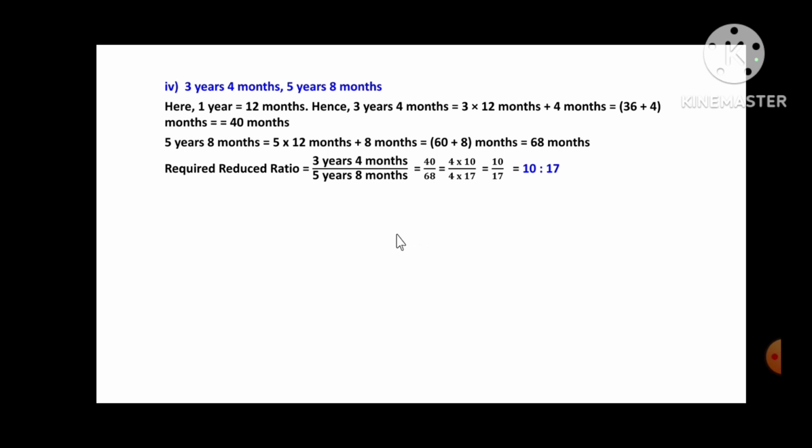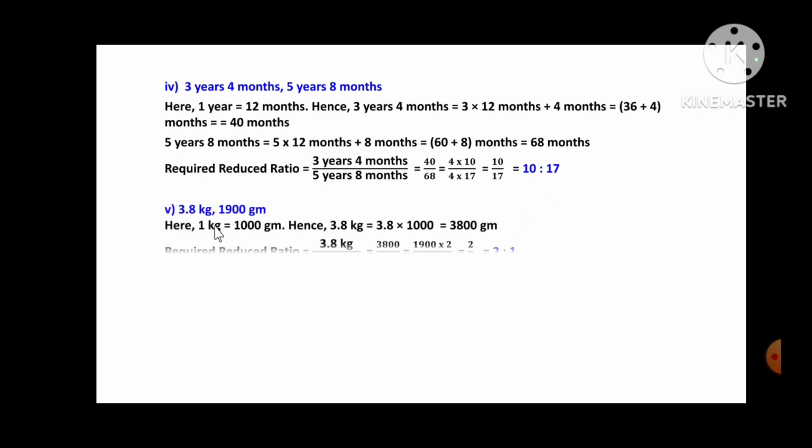the reduced form. Number 5, 3.8 kg and 1900 gram. Friends, we know that 1 kg is 1000 grams. So we'll convert this 3.8 kg into gram, that is 3.8 into 1000, that is 3800 gram. Now required reduced ratio will be 3.8 kg upon 1900 gram. So that is 3800 gram upon 1900 gram. So it can be written as 1900 into 2 and 1900 into 1. 1900 gets cancelled, 2 upon 1, which could be 2 as to 1.